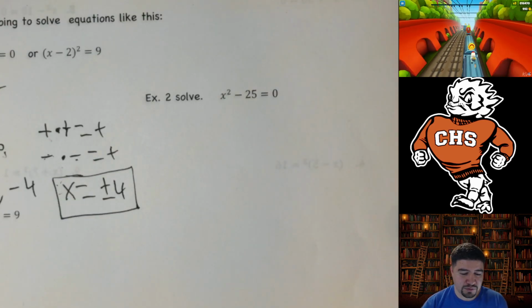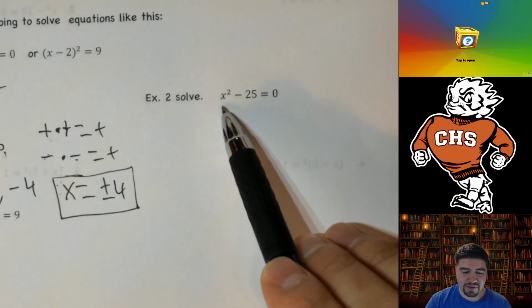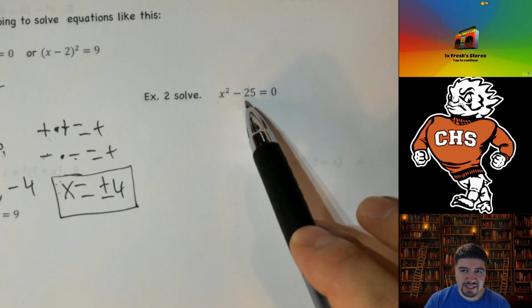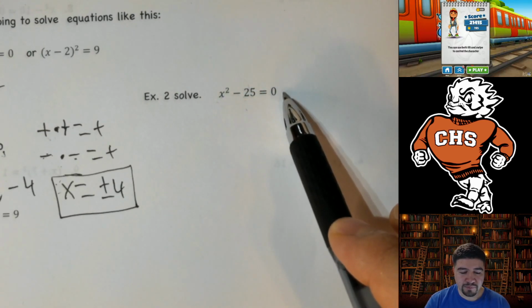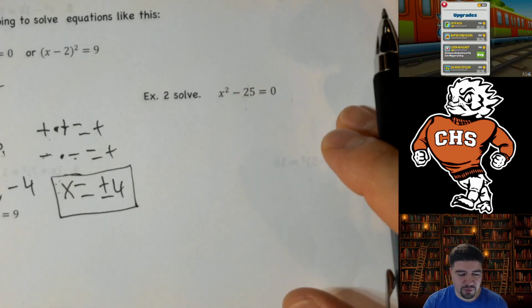Moving on to example 2, you'll notice that it's the same kind of layout, a little bit different. We have x squared and we have a number, but this time we've got a minus number on this side instead of it being over here. But we can very easily move it over to the other side by using inverse operations.